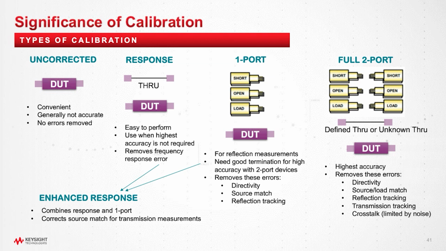Now, if you want to make reflection measurements, you're going to at least need to do a one-port calibration, and that'll give you the most accurate error correction for reflection. If you're doing transmission, you're going to have to do a full 2-port calibration. And there's a few ways you can do that, but the end result will be the same, is that you'll have fully error-corrected 2-port measurements for both reflection and through measurements.